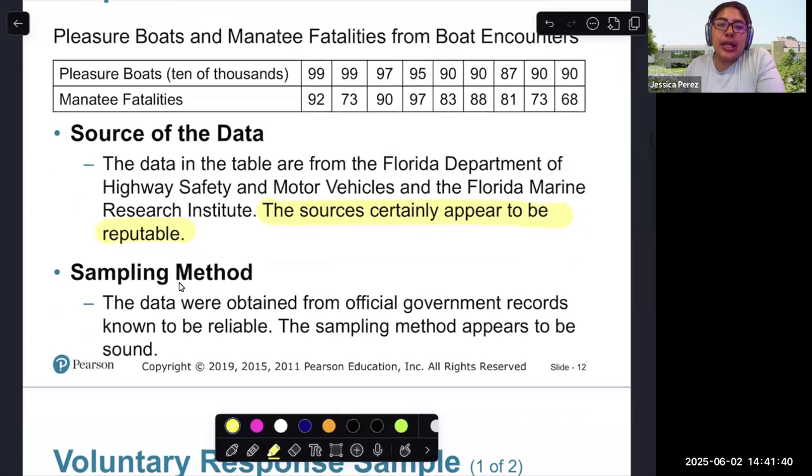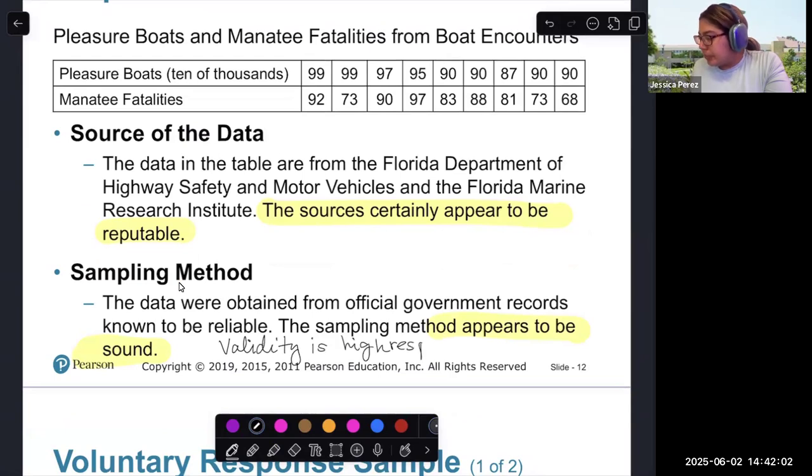What type of sampling method? Well, the data that we're obtaining is from official government sources, and the sampling method appeared to be sound. What does it mean to appear to be sound? It has some validity. It means it has meaning. It's being noticed by the police department.